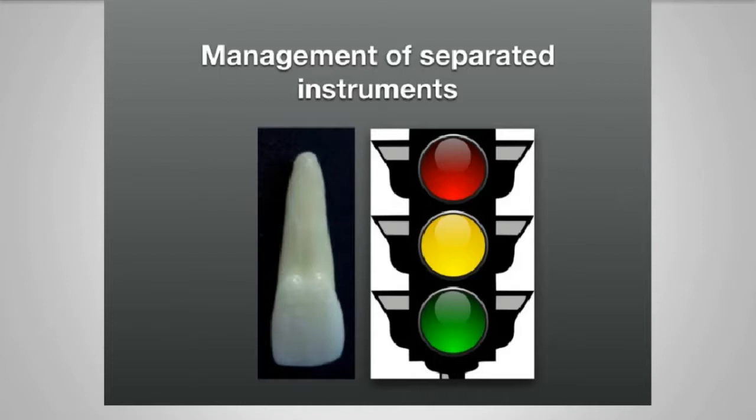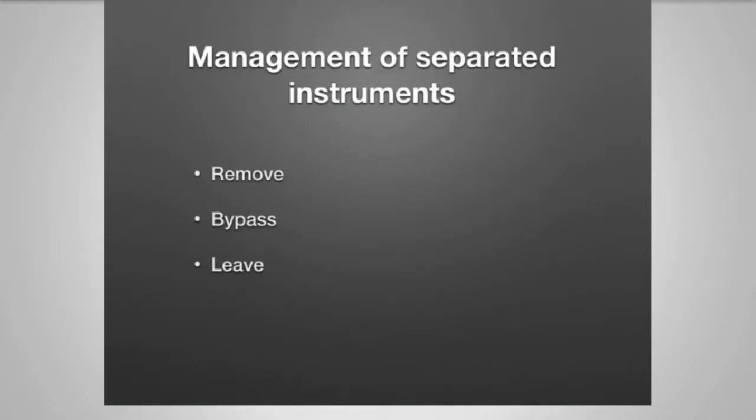So how do we go about it? There's 3 phases. First of all, you need to make some space and then either remove the instrument. If you can't remove the piece of broken instrument, then the next best thing is to bypass it. And if you really can't do that either, then obviously you leave it where it is, clean everything coronal to it, and review the case to see whether any further action is required.